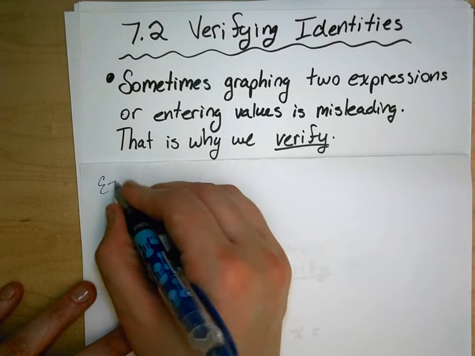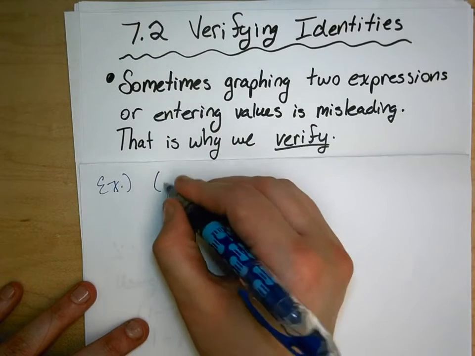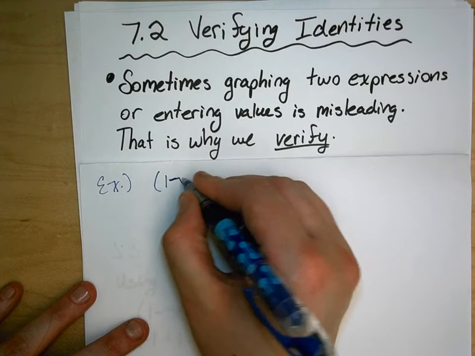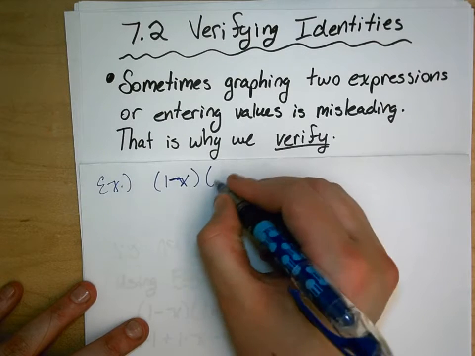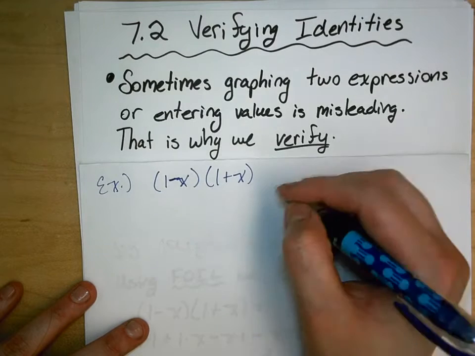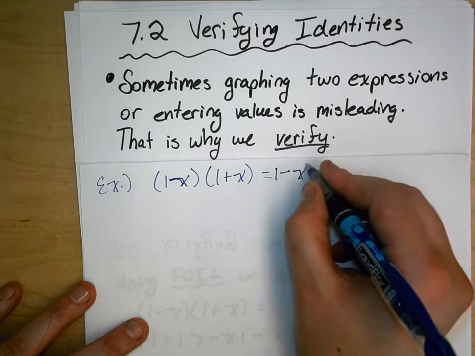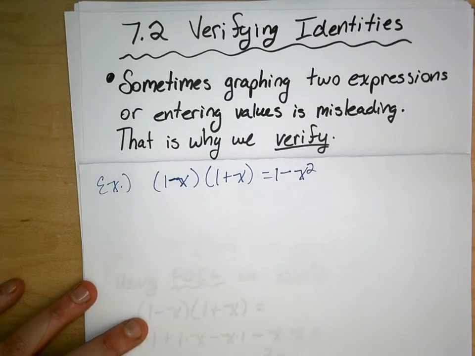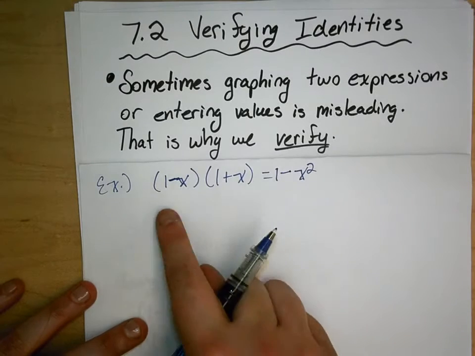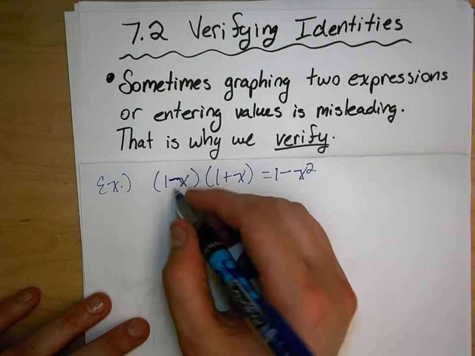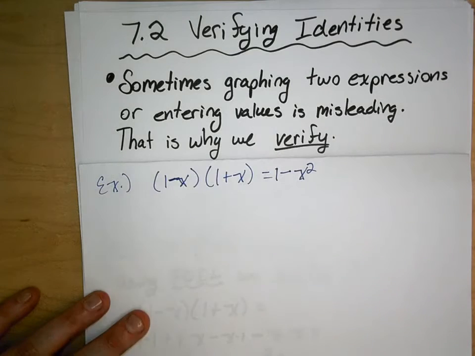for example, we didn't know that 1 minus x times 1 plus x equaled 1 minus x squared. Okay, we didn't just know that off the top of our heads. So the way that we can verify this is that we can FOIL.